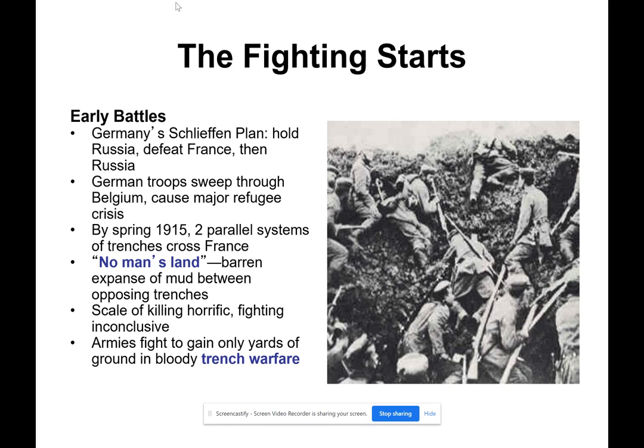So people are dying left and right, and no one's winning. So the armies fight to gain only a couple of yards of ground in what we call trench warfare. So trench warfare is a major staple of World War I.